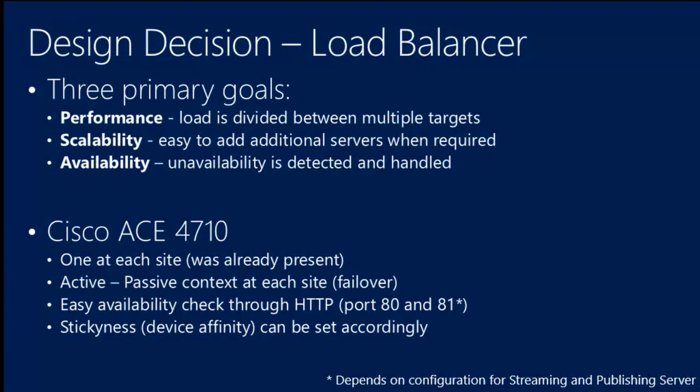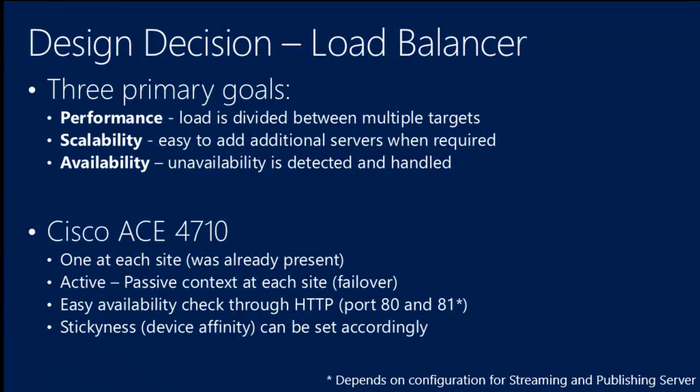And also in regards to availability, if a server is unavailable, we wanted it to be removed from the load balancer. So we used Cisco ACE for that. It was already present at the customer. We had an active-passive context. So basically, the active context lived in one load balancer on one side, and the passive context lived on the load balancer at the other side. We configured probing, so we could easily check the HTTP ports that are part of that environment, which is by default 80 for streaming, and we used 81 for publishing, but that's actually configurable during the publishing server setup.